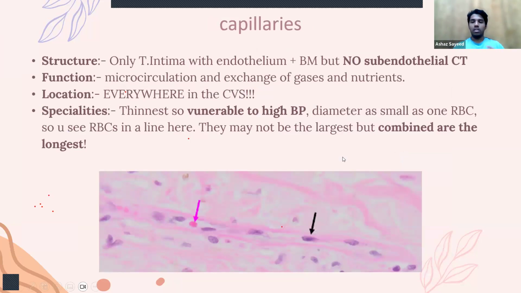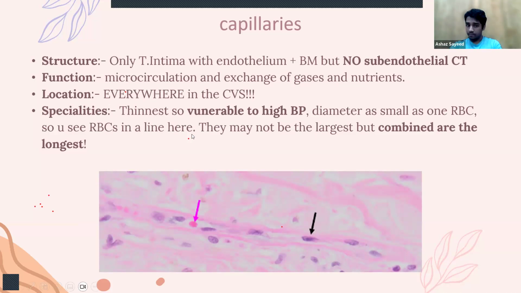We're done with endothelium. Now let's finally get into capillaries. Structure: only tunica intima, for like the 12th time, with endothelium and basement membrane. Remember, it does not have subendothelial connective tissue because capillaries are pretty thin. They actually can't afford to have any thickness to them because here diffusion of nutrients happens. Diffusion of oxygen happens. So we minimize the thickness.